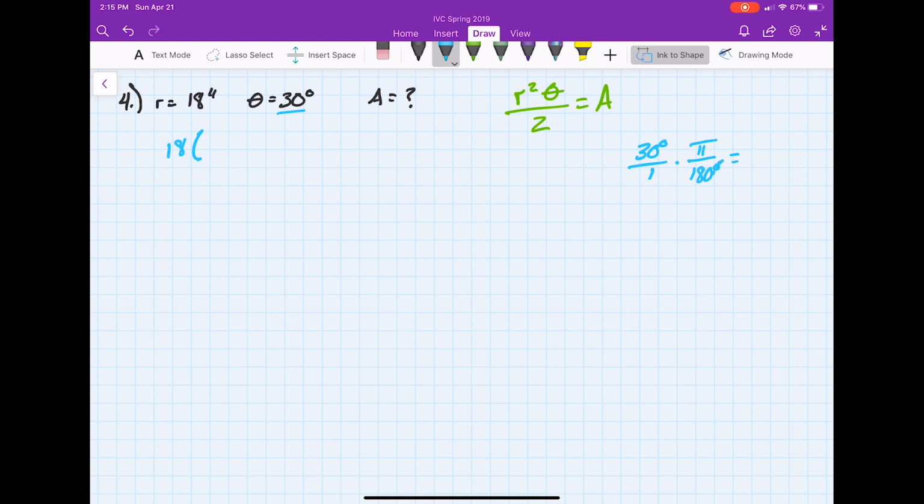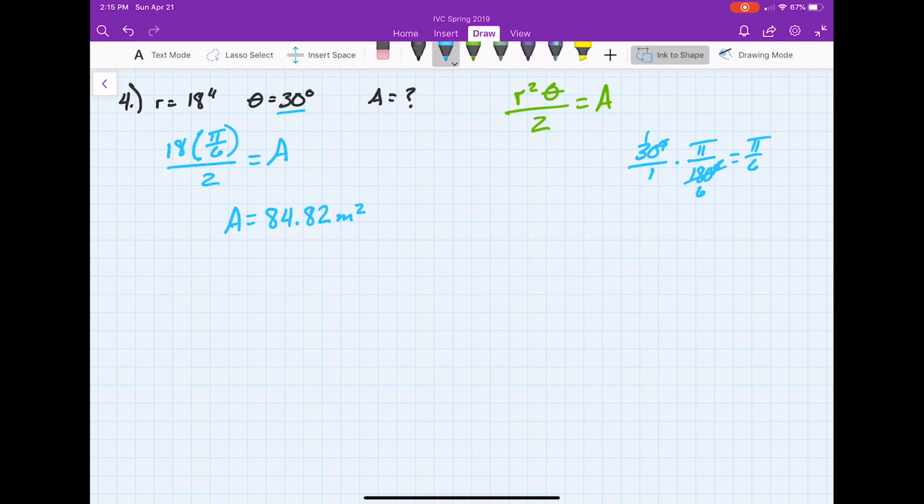Well, the degrees cancel out. 30 goes in there once, and 30 goes in here 6 times. So we end up with pi over 6. So it's going to be 18 times pi over 6 divided by 2 is equal to our area. Time for the old calculator. This will be fairly easy. Should be 84.82 because we're only rounding to 2 places.